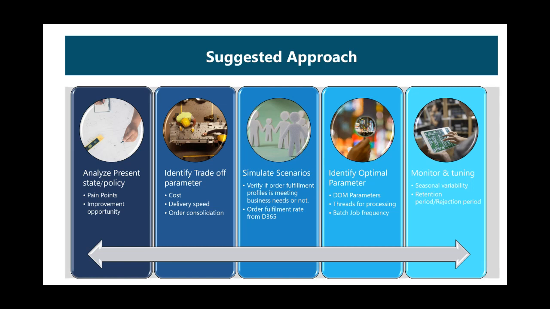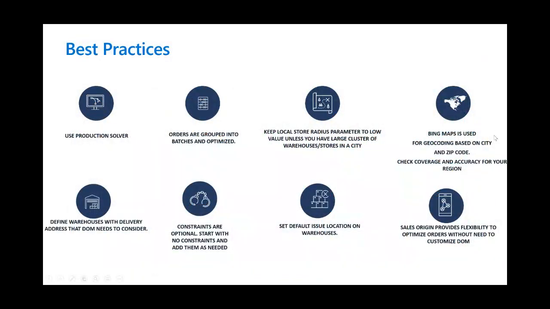Moving forward, some best practices here, just a quick recap. Always use the production solver as much as possible. Orders are grouped into batches and optimized. The default is, I believe, 2000 orders, and you can use a fulfillment profile for that. Keep the local store radius in DOM parameters to a low value. By default it is 10, but you can change it.